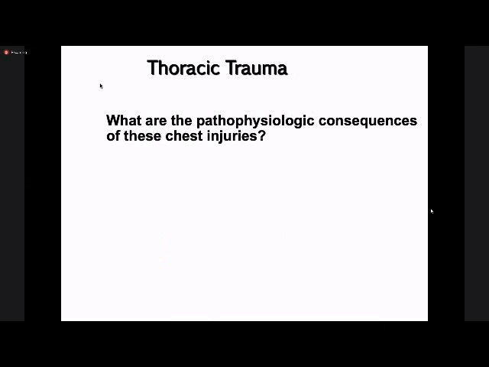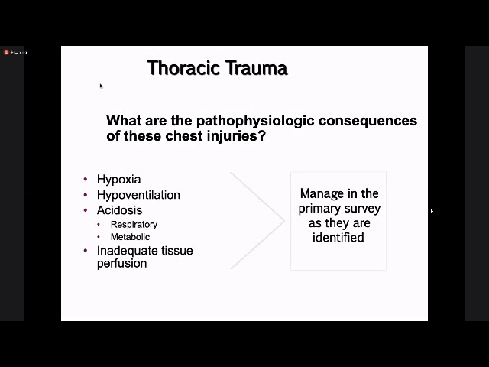So what happens when somebody has a chest injury? The patient is not ventilating adequately because there isn't enough air getting into the chest, because either the airway is obstructed, or the lung is collapsed or compressed. So inadequate ventilation will lead to hypoxia. The body is not getting enough oxygen because the lungs are not getting adequately ventilated.